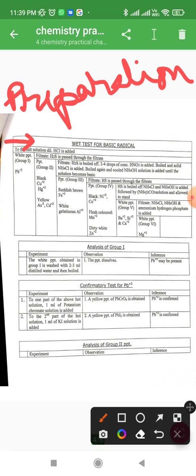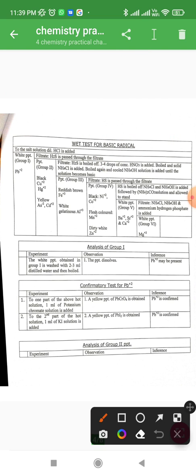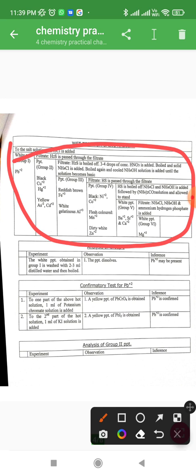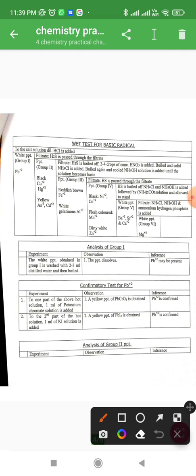And when you write this, the format of the table should not be changed. It should be exactly following the same format as it is written here. Don't make 3 columns. Okay. So first column you will be writing to the solution dilute HCl is added. Then you make a small column here and you write no white precipitate, group 1 is absent. Here you need not write Pb2+. The groups which are absent, for them you need not write the ions.